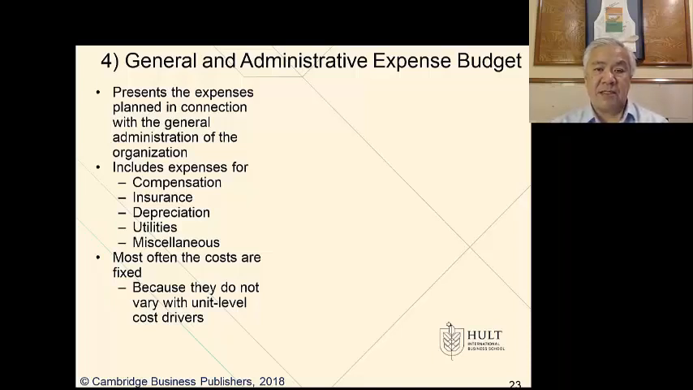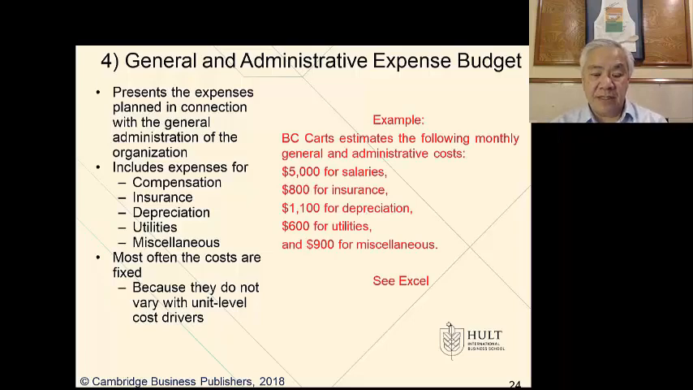And most of these are fixed because they don't vary with the volume. So we still need one CEO, you still need one controller unless things get really bad and start combining functions, but generally we can consider them as fixed. So in our example, BC Carts estimated these amounts: $5,000 for salaries, $800 insurance, $1,100 depreciation, $600 utilities, $900 miscellaneous.